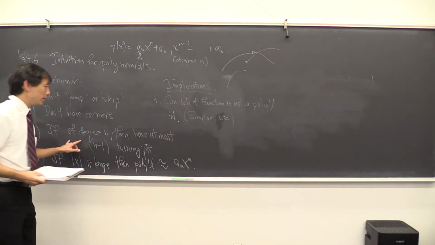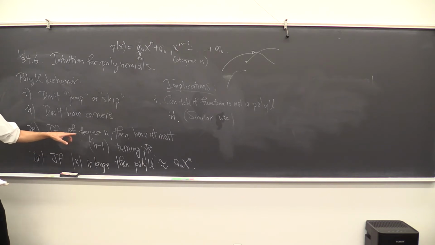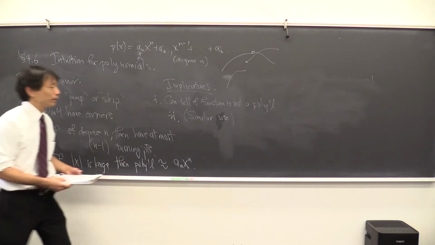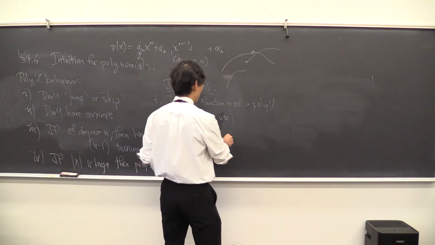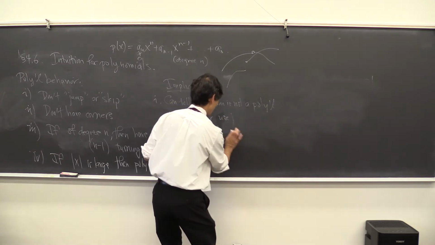The third one is kind of cool because it tells you about how many turns you can have. So if you see something like this, I have corners.